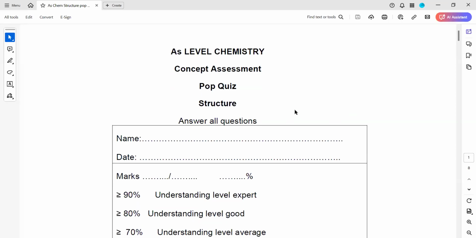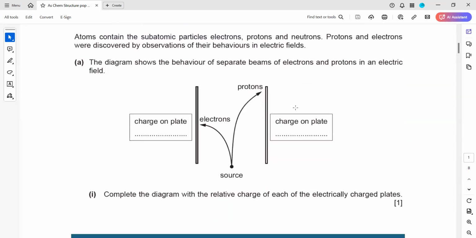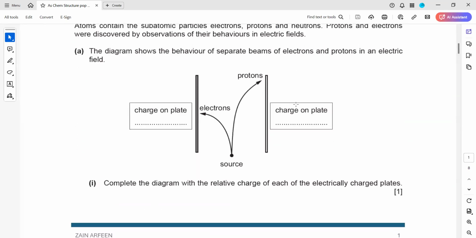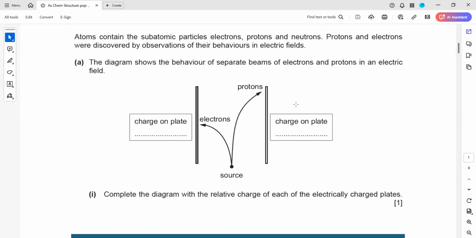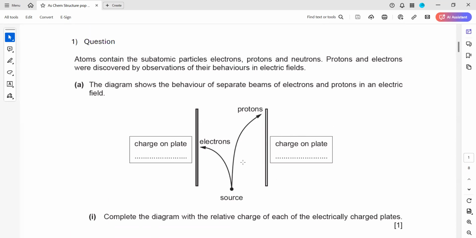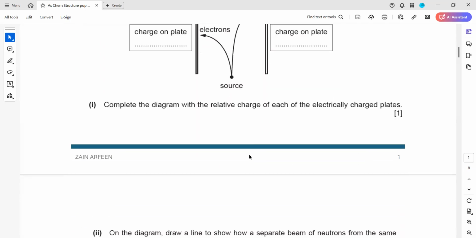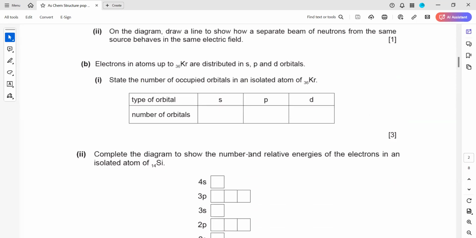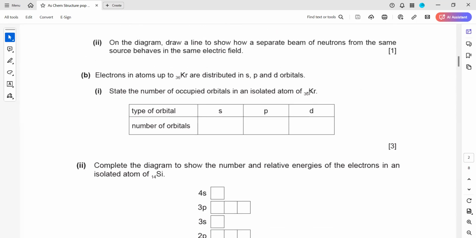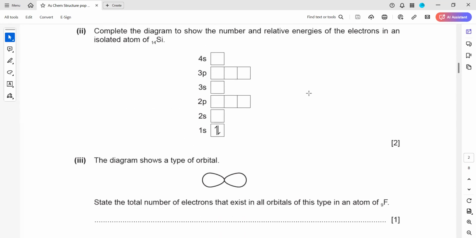So this was a weekly pop quiz, the structure pop quiz, the second pop quiz of the week. Any doubt in question one, part A? Any doubt? Question page number 2, part B. Any doubt?